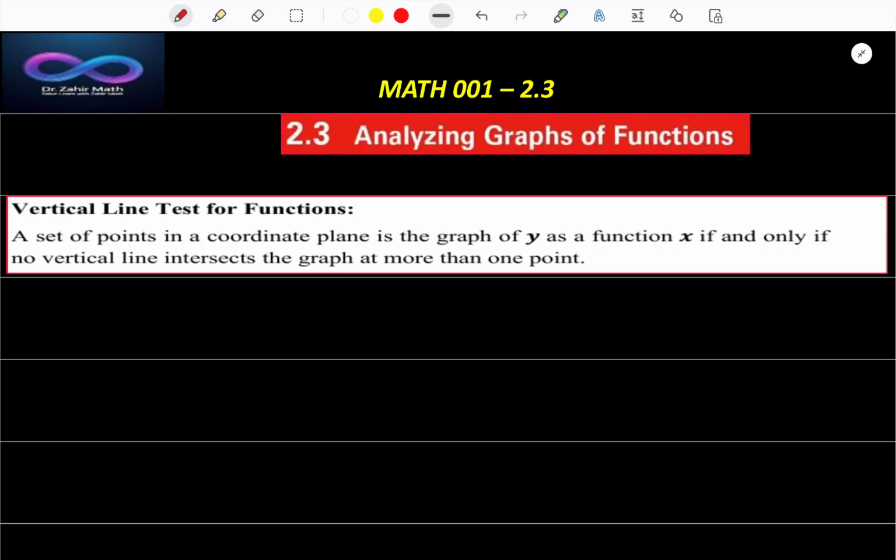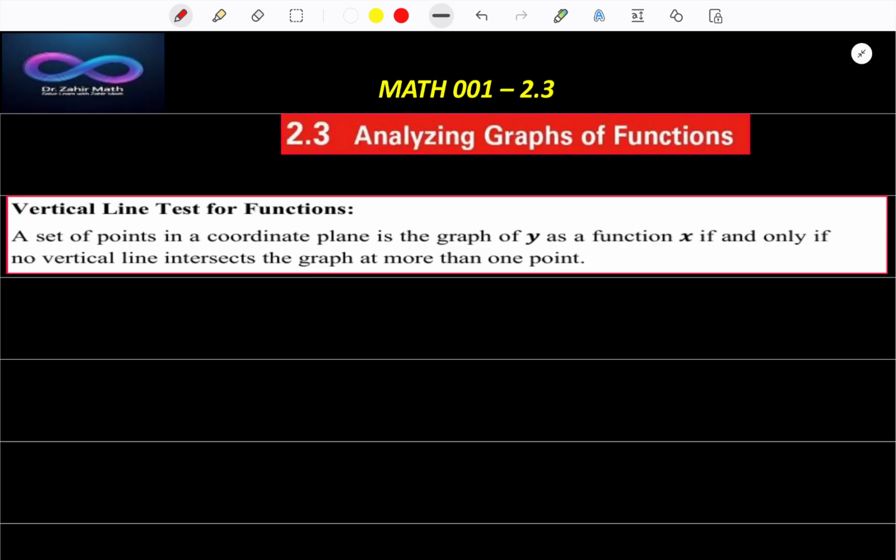In this video, I will explain how to read and understand graphs in the simplest way, using clear steps, easy tips, and quick methods that will help you in exams. Let's begin the lesson.